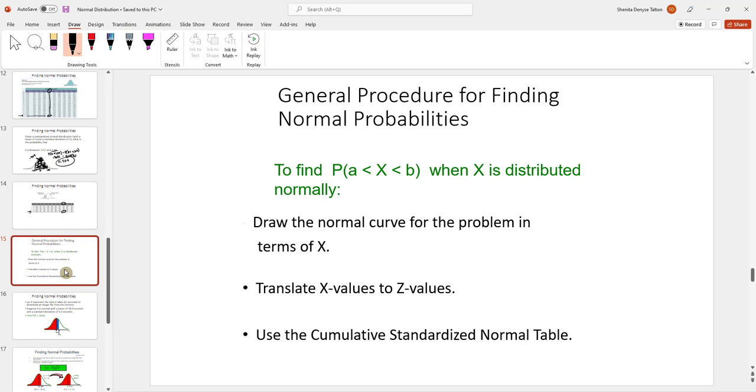Now we're going to talk about how to figure out the probability when you don't have a mean of 0 and a standard deviation of 1. So you're going to draw your picture like you usually do, and if you wish to continue using the normal distribution table, you're going to translate your x values into z values, and then you can use the table.